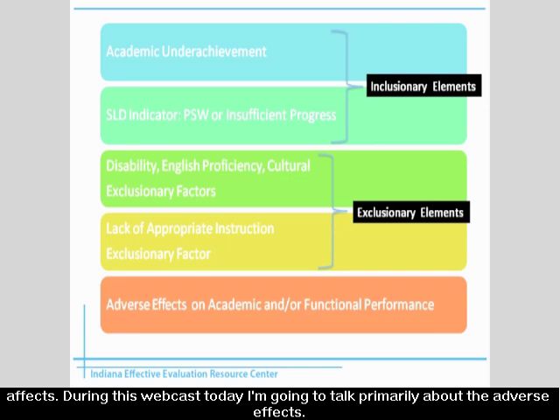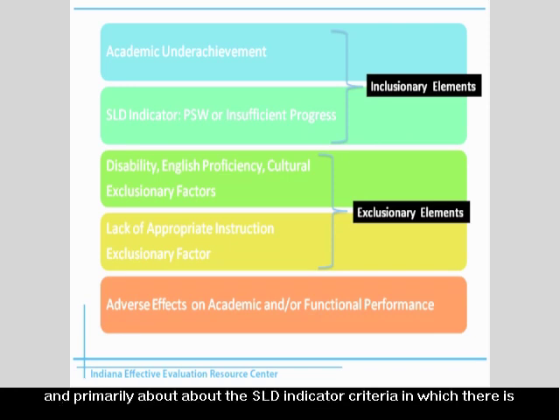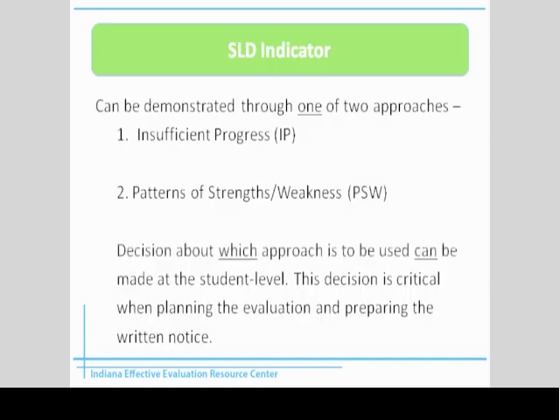During this webcast today, I'm going to talk primarily about the SLD Indicator criteria, in which there is an option that allows the use of either a pattern of strength and weakness, or PSW approach, or an insufficient progress approach. These 2 approaches are listed as options in Article 7, and the decision about which approach can be used is best made at the individual student level.